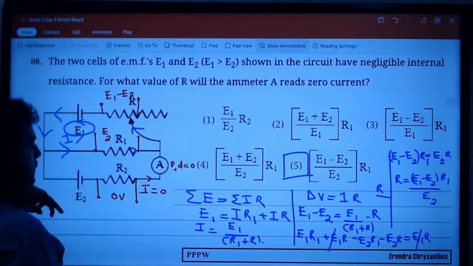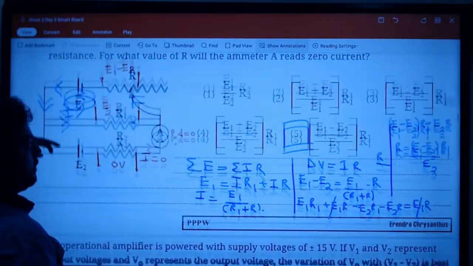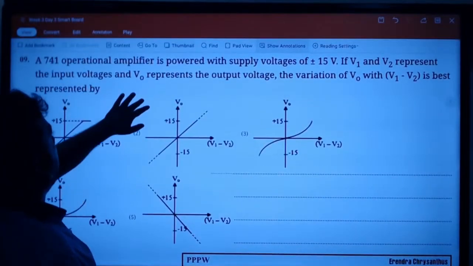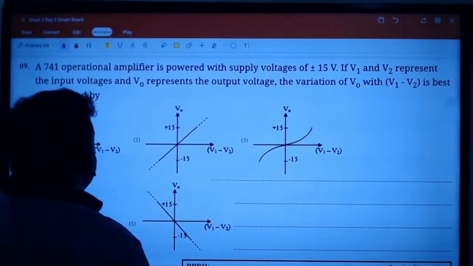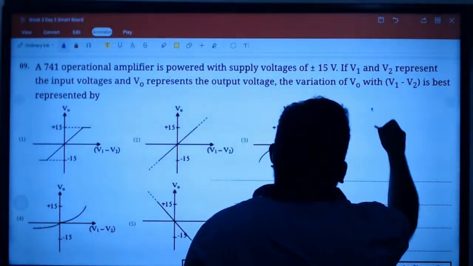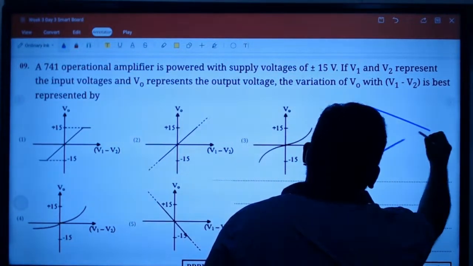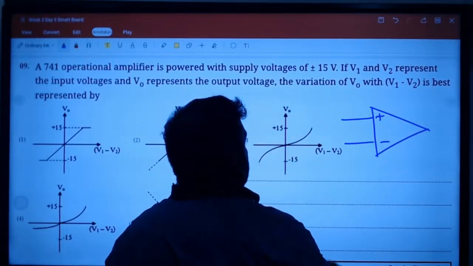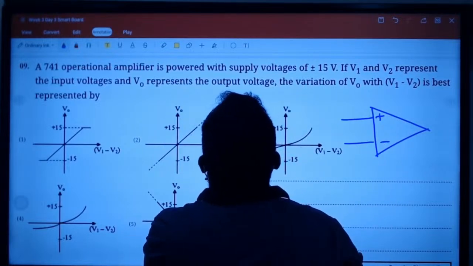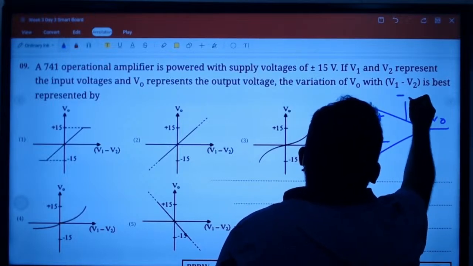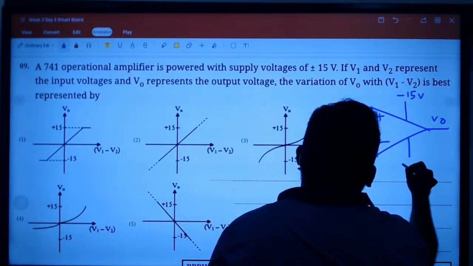Right? Okay, now? Operational amplifier is powered by supply voltage plus or minus 15. So op amps are actually very simple devices. Non-inverting terminal, inverting terminal. They are given V0, which represents the output voltage. Here minus 15 volt, here we can say plus 15 volt.